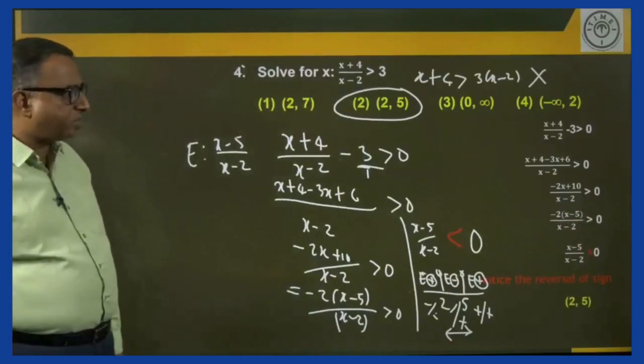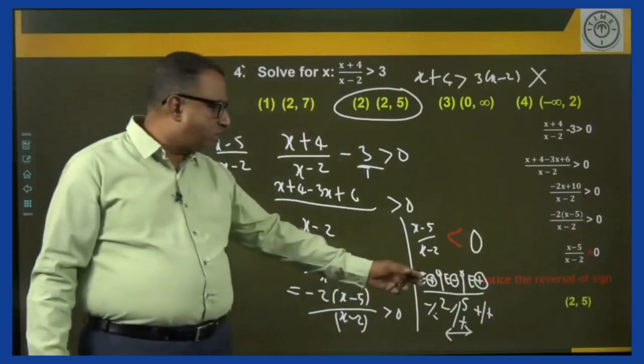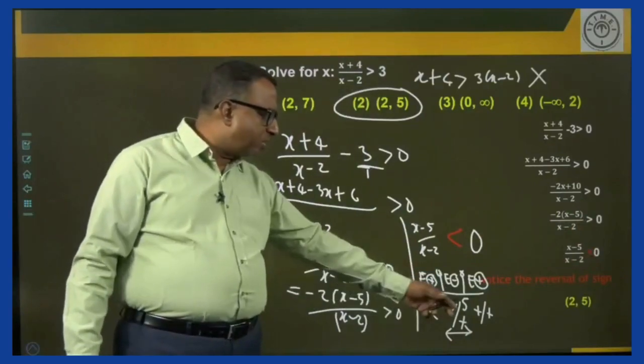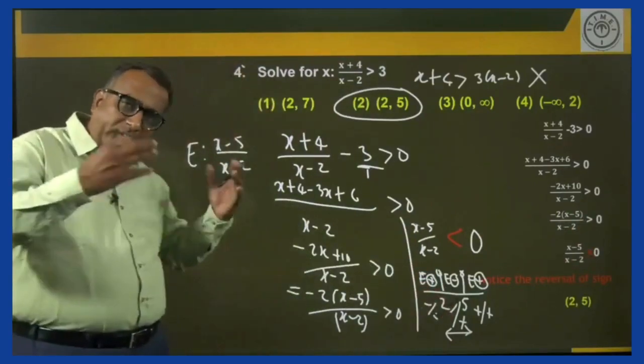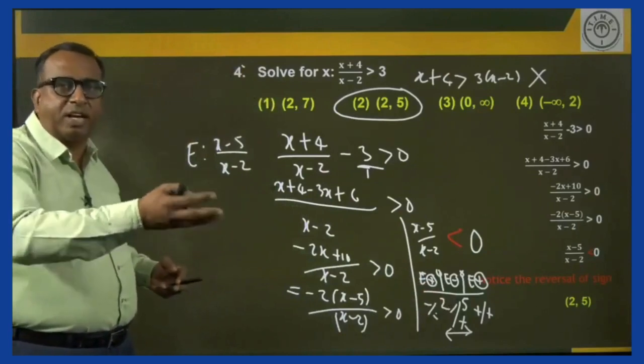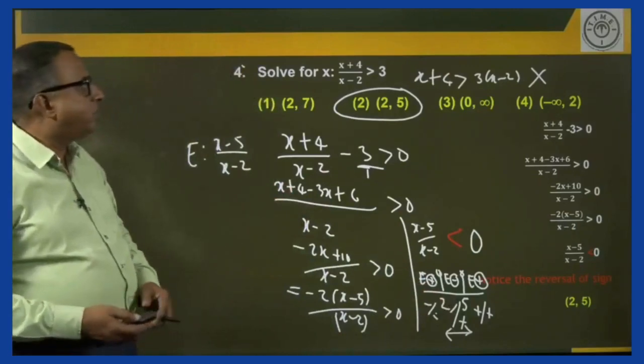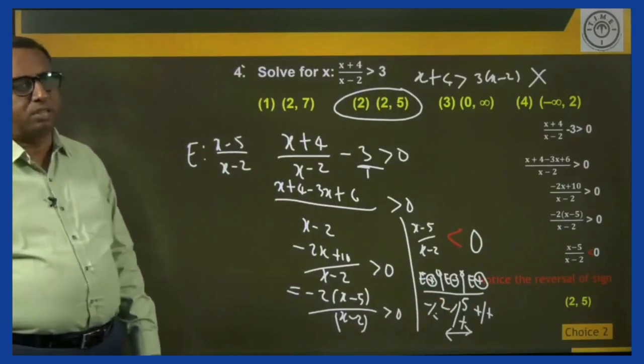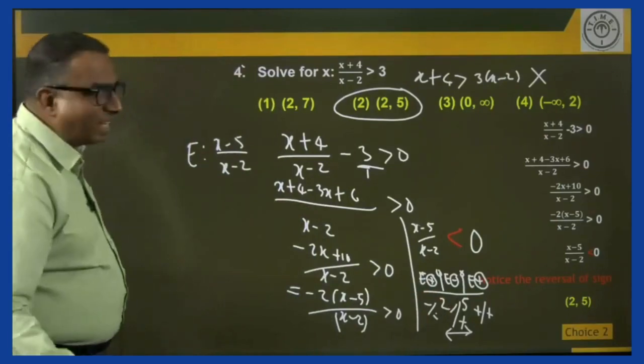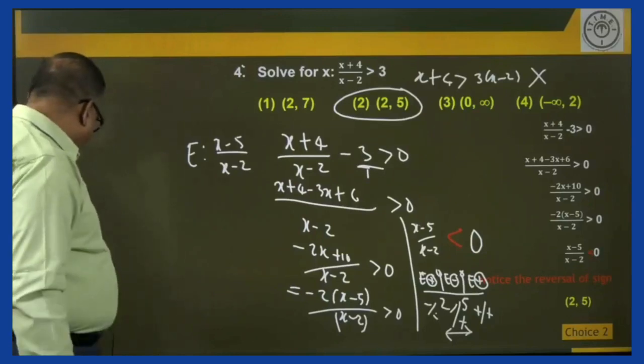So after that, what happens? It will be 2 to 5, because you see that the expression is negative only for numbers between 2 and 5. For numbers outside 2 and 5, that is numbers more than 5 and less than 2, the expression is positive. So we can leave the answer as 2 to 5. So choice 2 is the answer for this. Okay. So this is a rational type of inequalities.